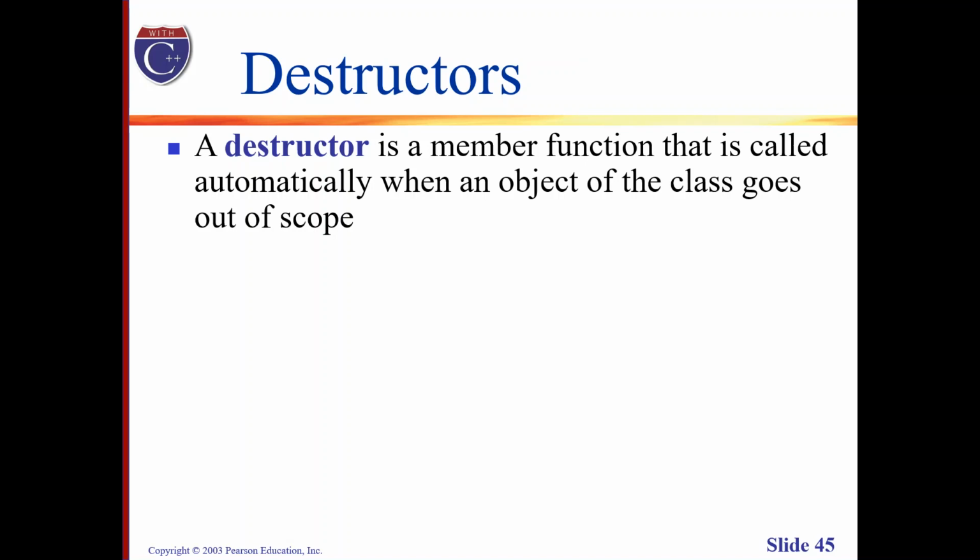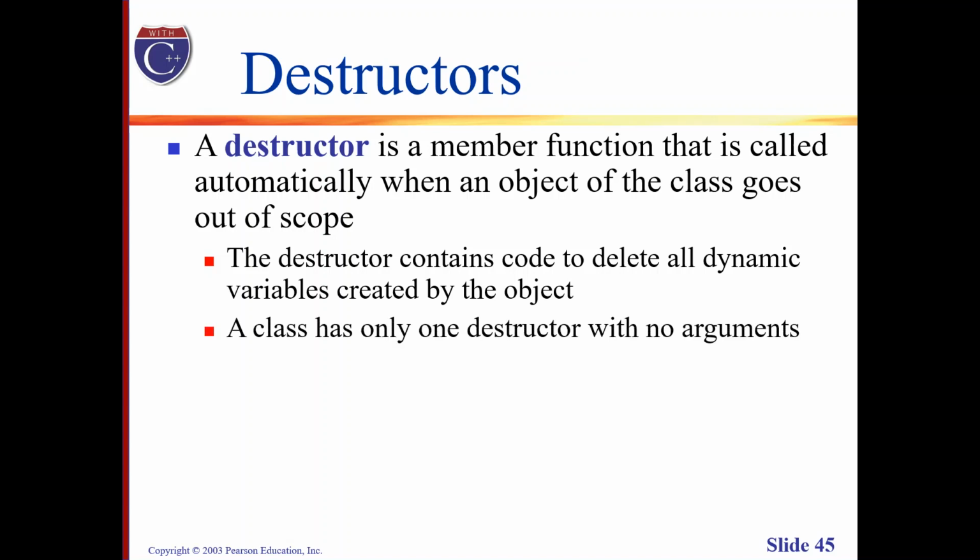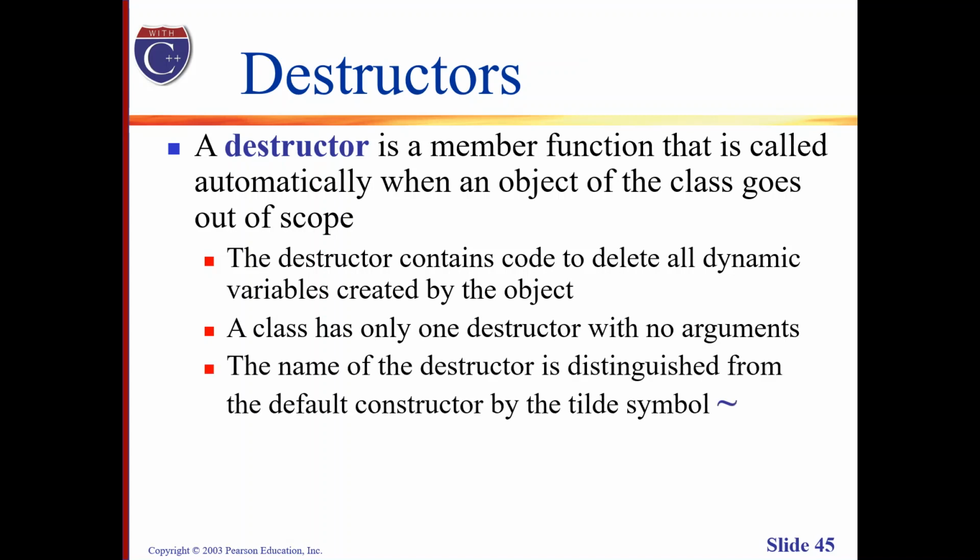As opposed to constructor functions, a destructor function is a member function that is called automatically when an object of the class goes out of scope. That is, the destructor contains code to delete all dynamic variables created by the object. A class has only one destructor with no arguments. The name of the destructor is distinguished from the default constructor by the tilde symbol. Here's an example of how we declare a destructor. Let's go back to our sample program.